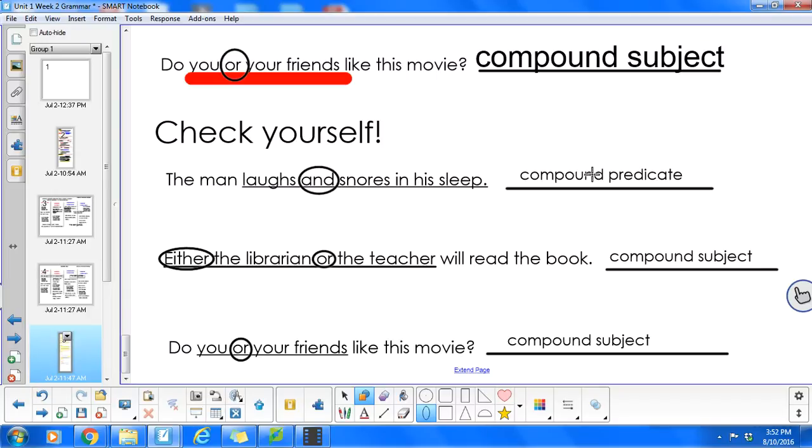Laughs and snores in his sleep. Yep, compound predicate. Librarian or teacher, subject. You or your friends, subject. We're doing great.